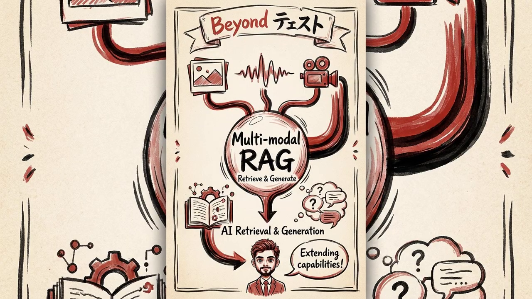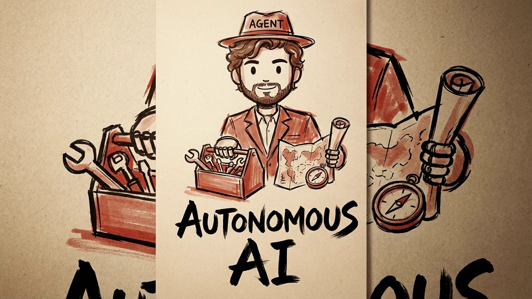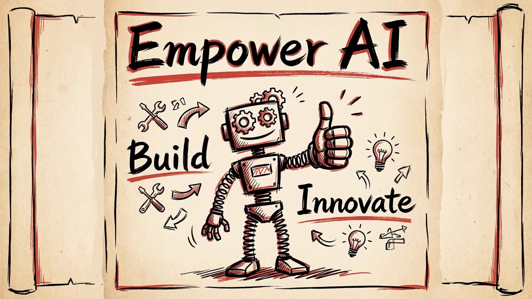We'll see RAG extend beyond text to multimodal data, allowing AI to retrieve and generate answers from images, audio, and video. RAG will be a core component of AI agents that can perform complex tasks by planning, retrieving tools, and executing steps autonomously. RAG empowers LLMs to be truthful, current, and incredibly useful. It's a foundational technique for building the next generation of AI applications.